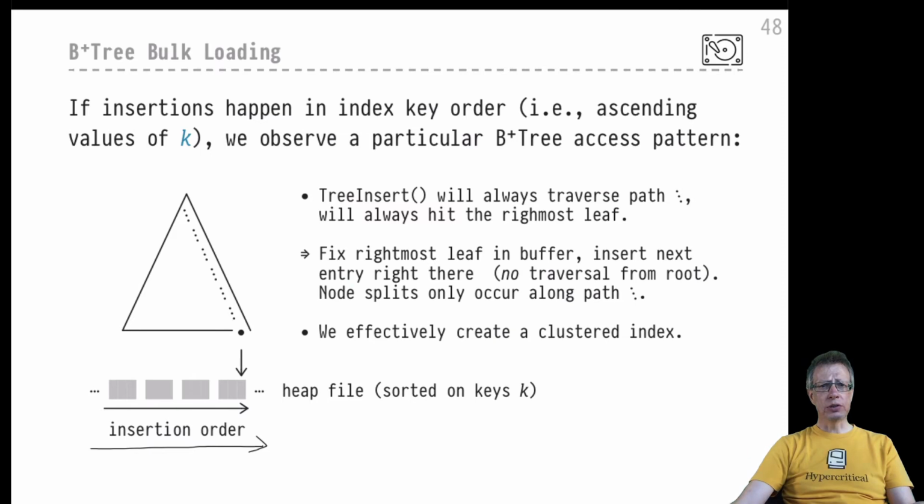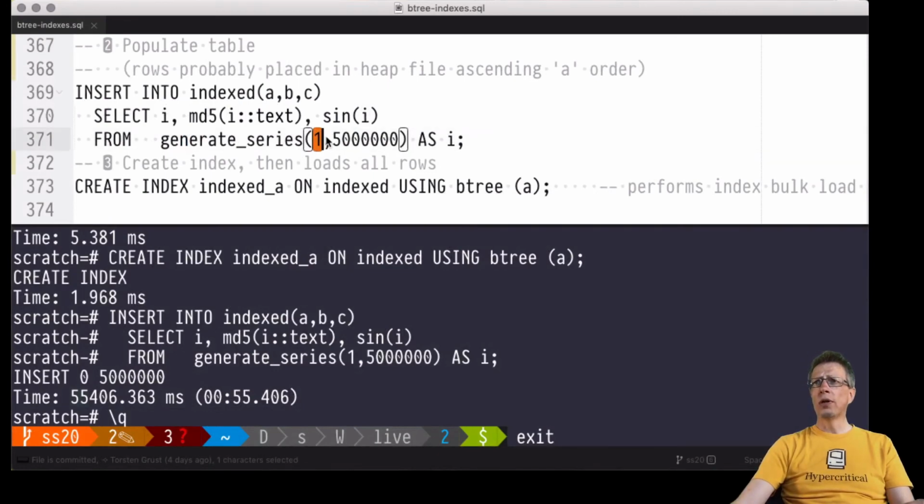If you recall the generate series command that we've used to create this particular table, let's switch back there. You see that we start with the lowest key value and end with the highest key value. And this is the insertion order and will also be the order of rows in the heap file. We can actually count on that. No other operations were happening on the heap file in the meantime between insertion and index creation. We can count on the fact that the rows in the heap file are in ascending key order.